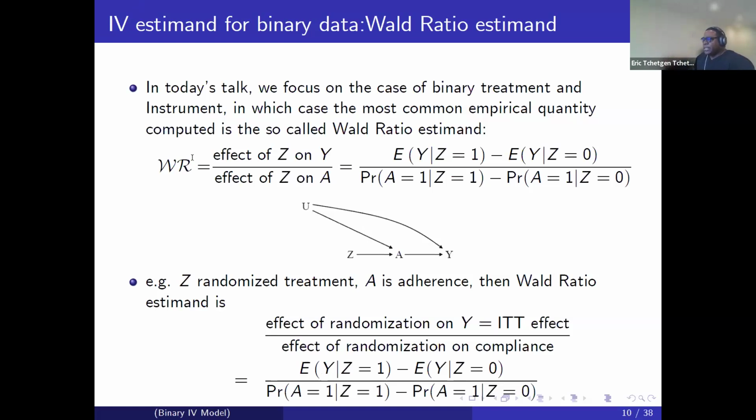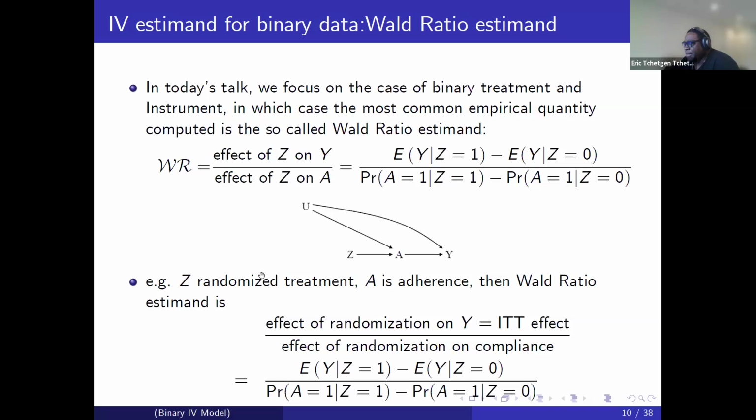It's basically quantifying the effect of Z on Y divided by the effect of Z on A. And that's given here in terms of expectation. The effect of Z on Y is typically referred to as the reduced form, the effect of Z on A as the first stage. It's visualized in this DAG.